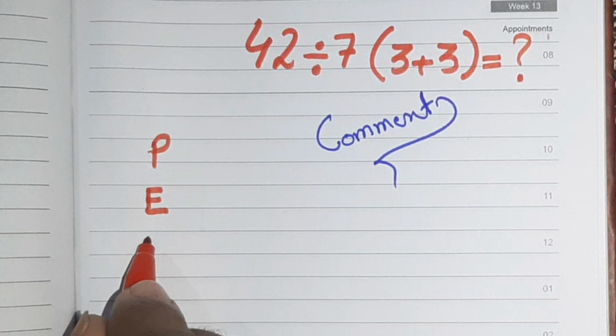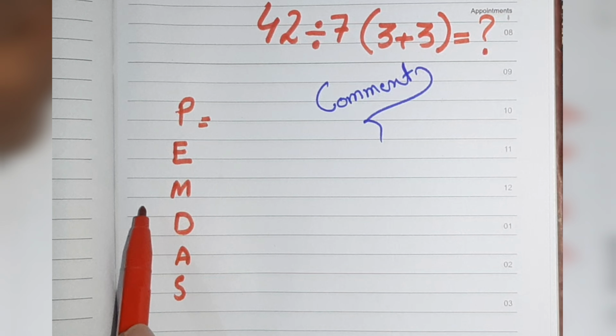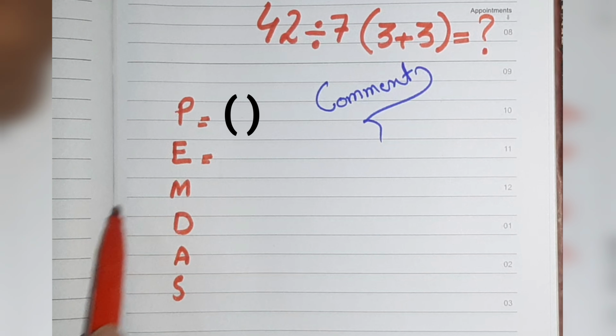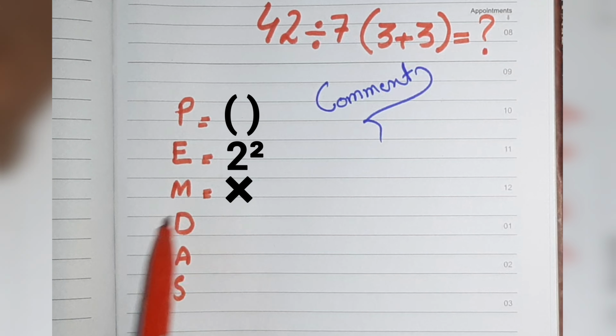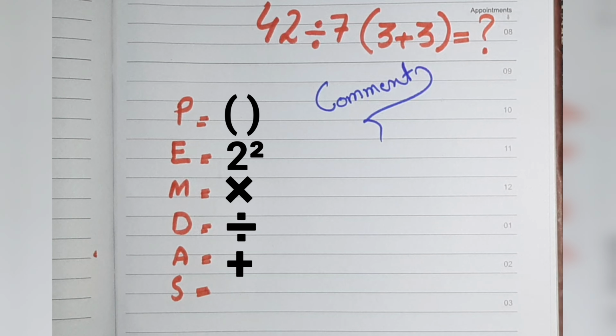All right. Now let me walk you through step-by-step how to solve this expression properly. To solve this question, we must follow the PEMDAS. In this rule, P stands for parentheses, E stands for exponent, M stands for multiplication, D stands for division, A stands for addition, and S stands for subtraction.